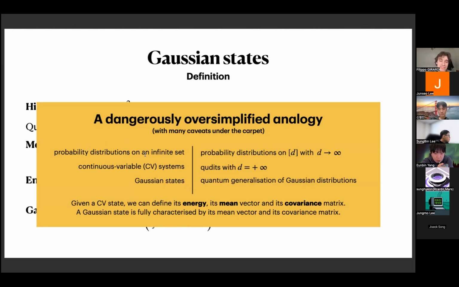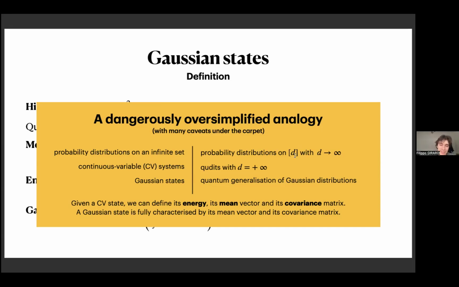A probability distribution on an infinite set, and also in some sense probability densities, can be imagined as a kind of discretization or limit of finite probability distributions on a finite set, and then you take some kind of limit, of course with many caveats that I'm ignoring. Continuous variable systems, the simplest way to look at them is as qudits with d equal to infinity. And Gaussian states can be imagined as the quantum generalization of Gaussian distributions.